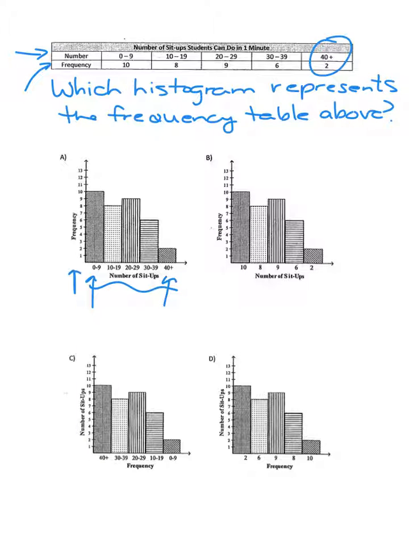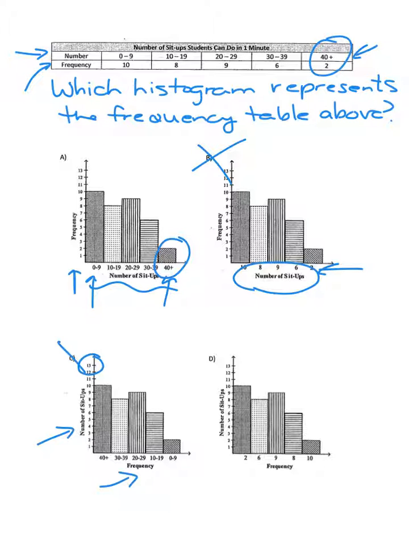Again, I had circled, I want to take a look at how many people could do 40 plus sit-ups, and that's 2. So that one looks okay. So far, letter A seems okay. In letter B, we have the number of sit-ups, but we're not using the right labels here. This has a frequency instead of the actual number, so that one's not going to work. In letter C, again, our labels aren't right. We have frequency at the bottom and the number of sit-ups up the side, and the number of sit-ups only goes up to 13, and in our table, the number of sit-ups goes to 40 plus, so that one doesn't look like it's going to work.